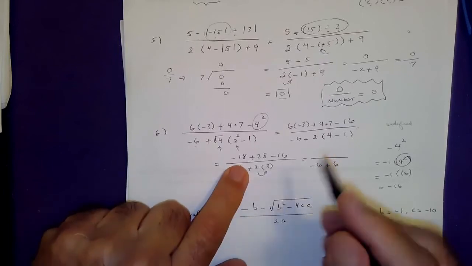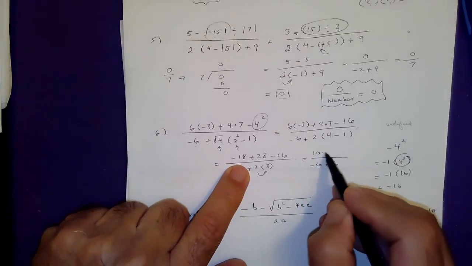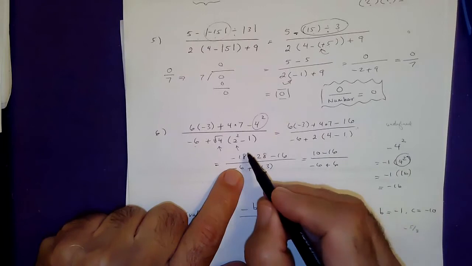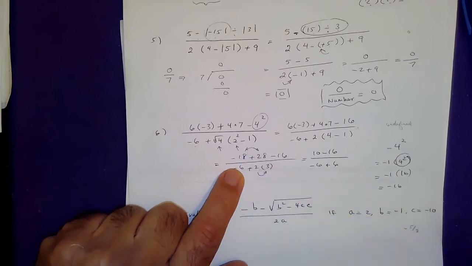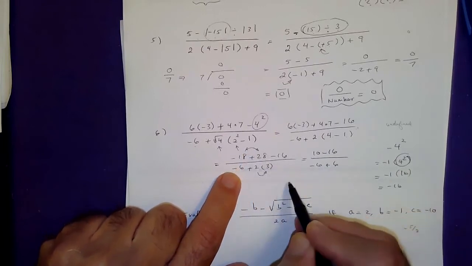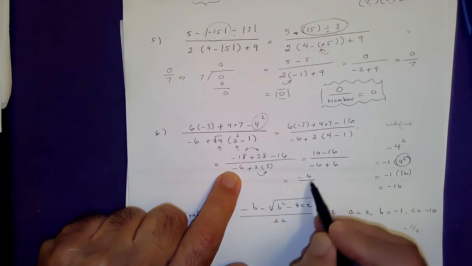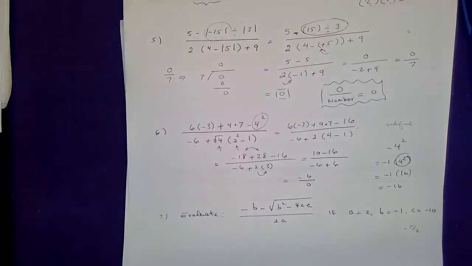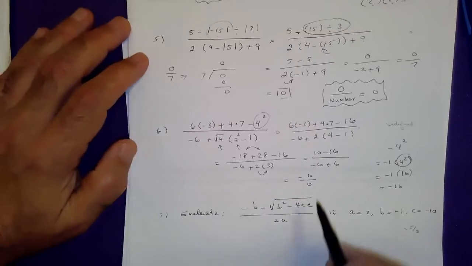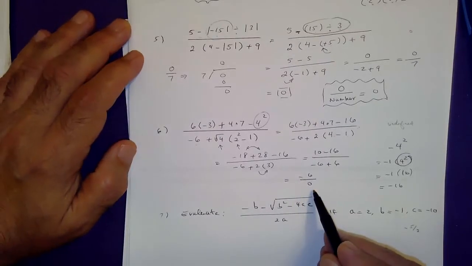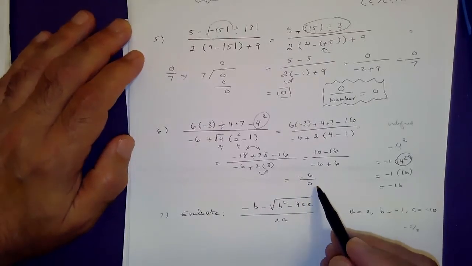On top, I get what? Positive 10 minus 16, because that's negative 18 plus 28, right? And that would give us what? Negative 6 over 0. Is that right? So notice now I have a 0 at the bottom. So the question is, what's the answer now?